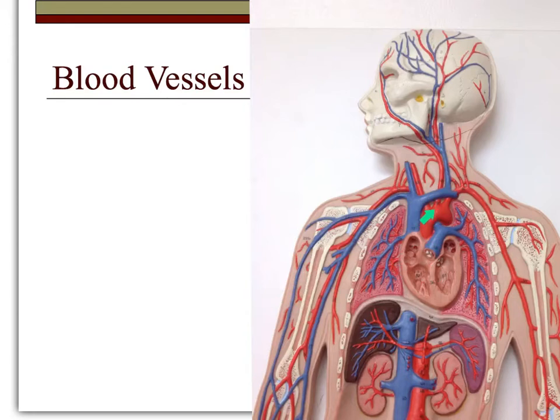With regards to the aorta, it has three branches that come off of it. The first branch is our brachiocephalic artery. The second branch will be our left common carotid artery, and then our left subclavian artery. The left subclavian artery will change to the axillary in the armpit area, and then once it leaves the armpit area, it will change to the brachial.